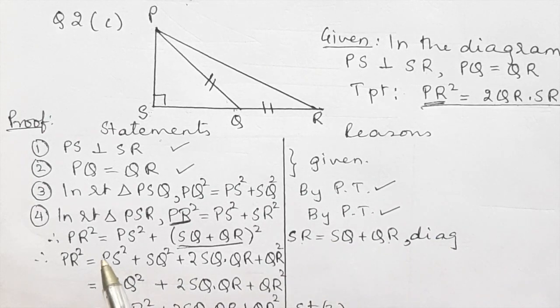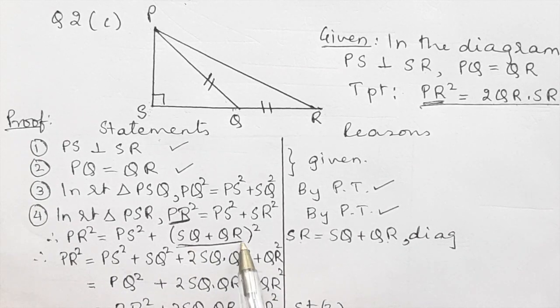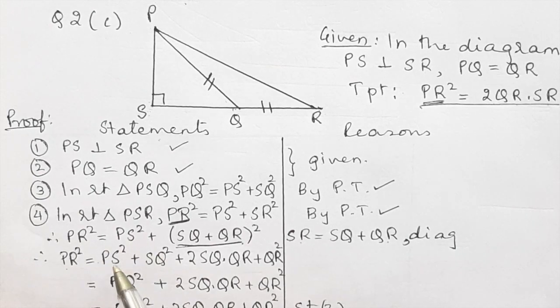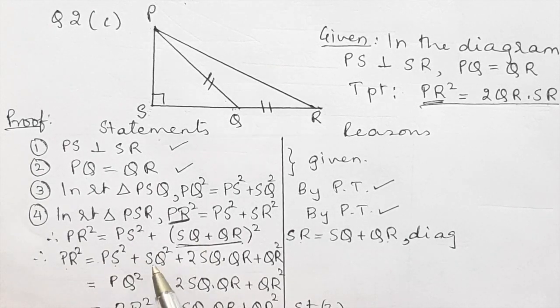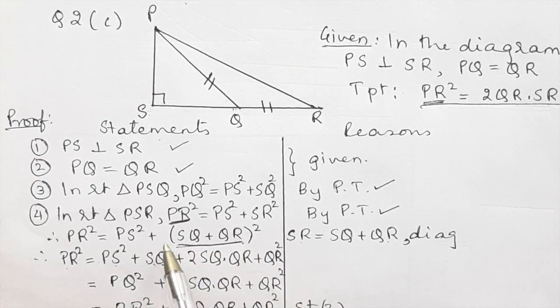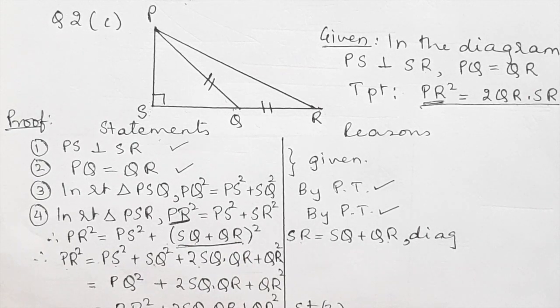All right. Now all you have to do is just open this bracket like A plus B whole square. So PR square as it is equal to PS square as it is. This square is SQ square. This square is QR square. And the middle term is 2AB, means 2 into this into this. So that is 2 SQ into QR. Okay, so far so good, right?